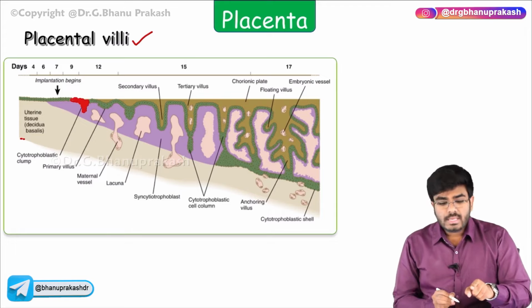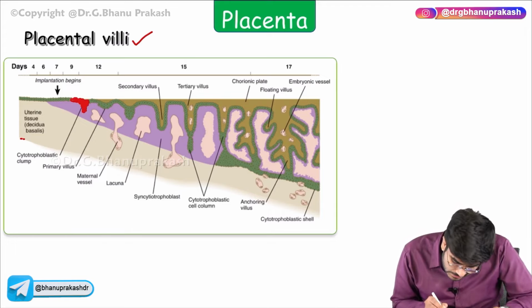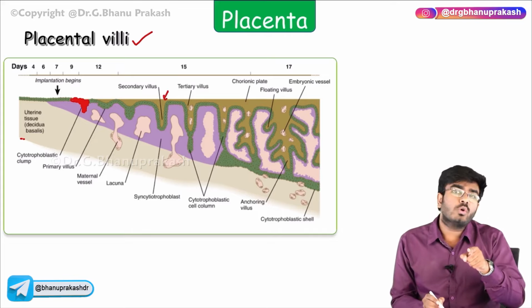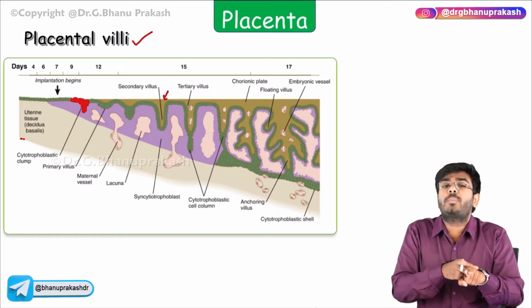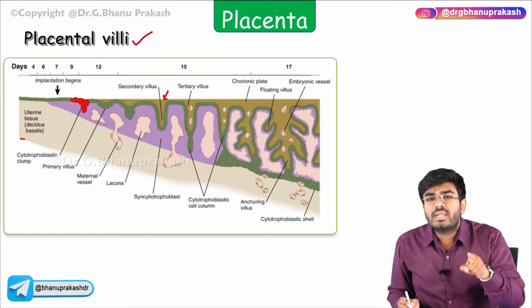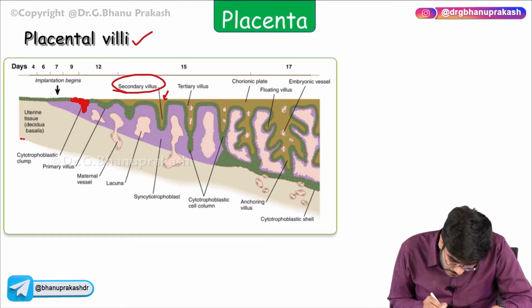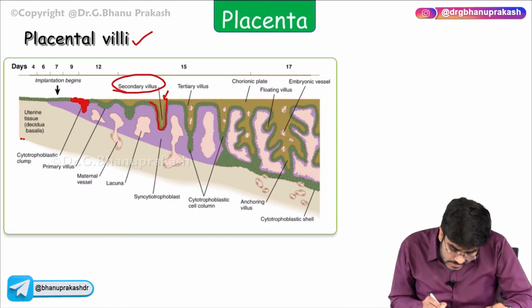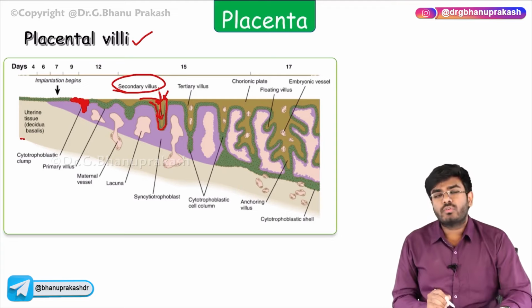Later what happens? Into the primary villi, this light green color is nothing but a mesoderm. Mesoderm will also grow into the primary villi. The moment mesoderm grows into the primary villi, you have to call it a secondary villi. So what you are seeing here is a secondary villi. Secondary villi is nothing but there is this cytotrophoblast, and in the cytotrophoblast there is this mesodermal core. Mesoderm is going to enter into the cytotrophoblast.